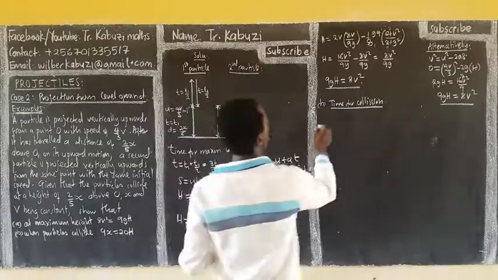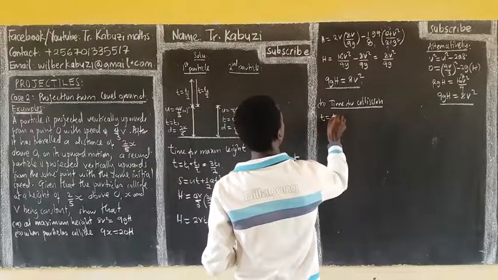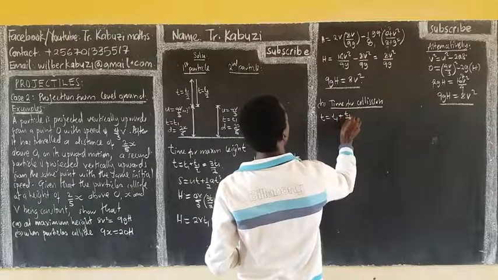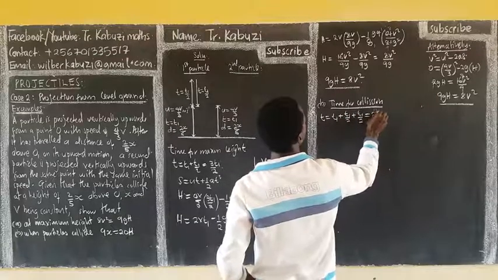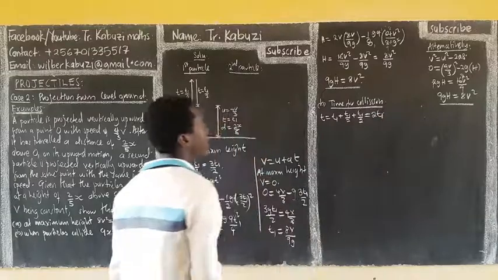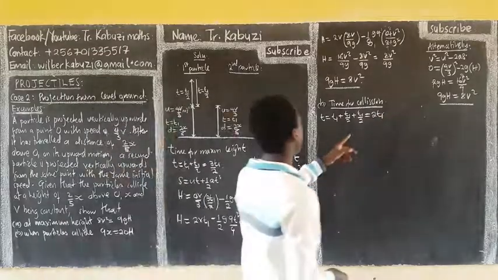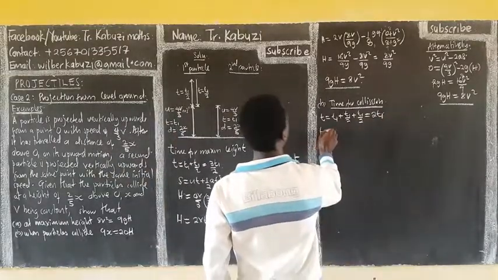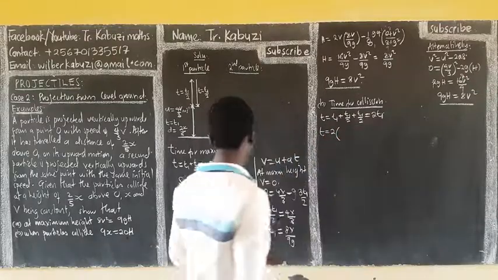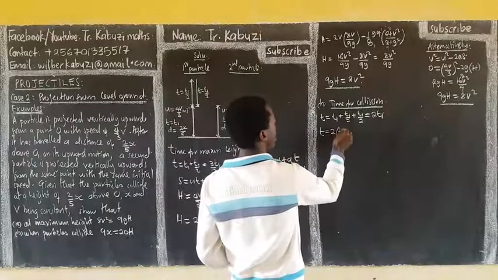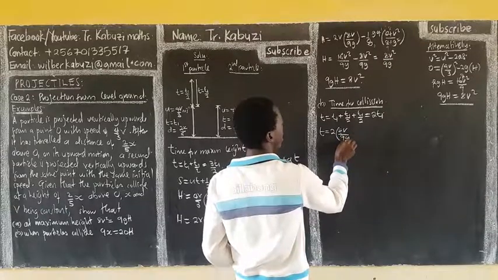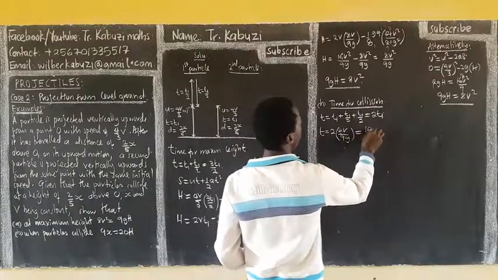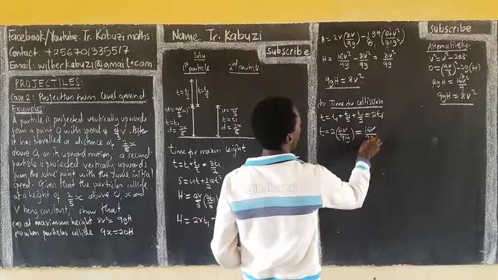So our t is going to be t1 plus t1 over 2 plus t1 over 2, which will give us 2t1. So if I get my time here, it's going to be 2 times our t1, which is 8v over 9b. So it's going to give me 16v over 9b.